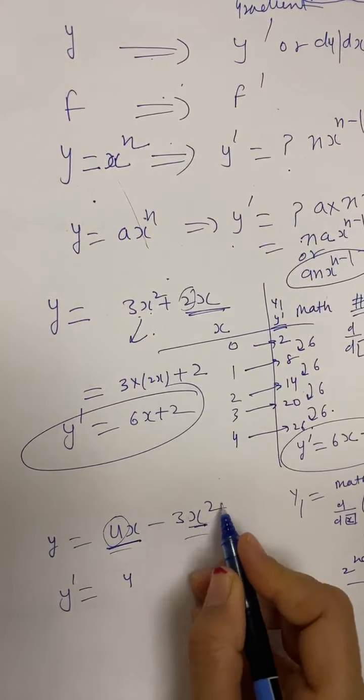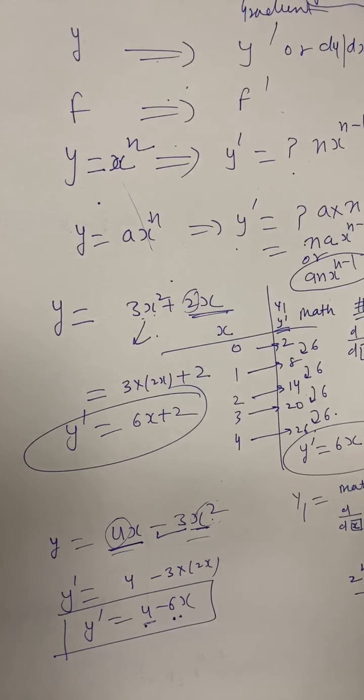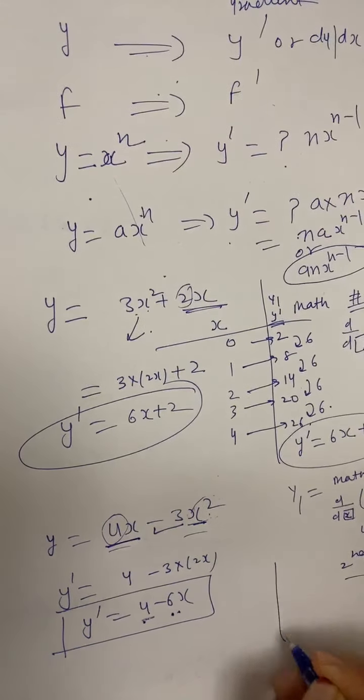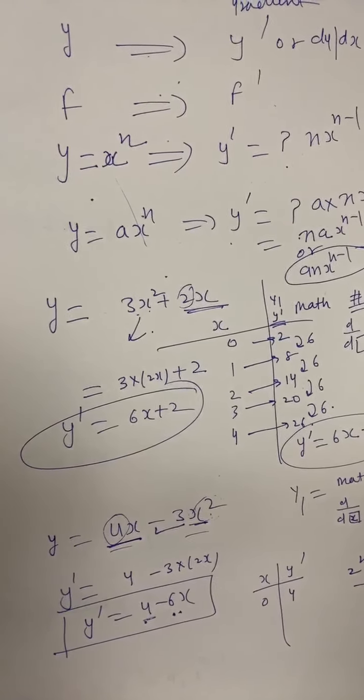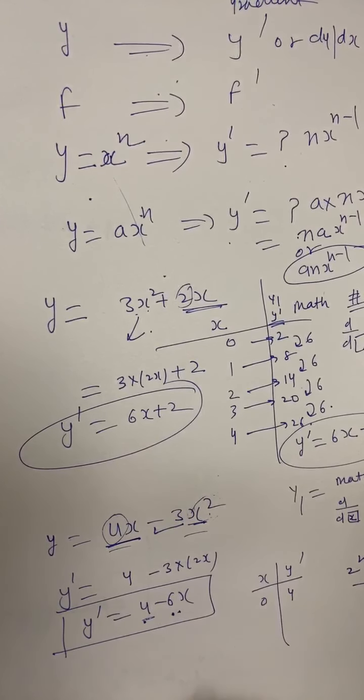So negative 3 times 2x, so that will be 4 minus 6x. So this is my y prime. And I can use that: when x is 0, your y dash is going to be 4 here. And if you are using a calculator, then that will be the table values which you get. When x is 0, your y prime should be 4. Okay, so this is how you find the gradient of a curve at a point.